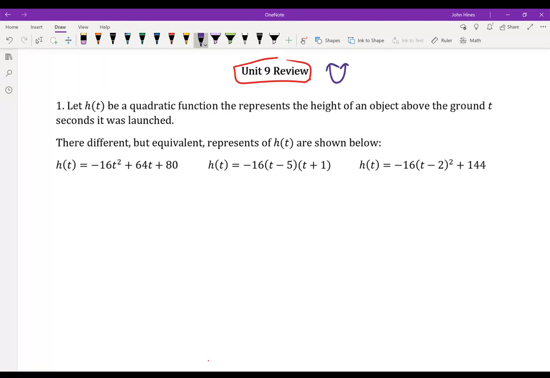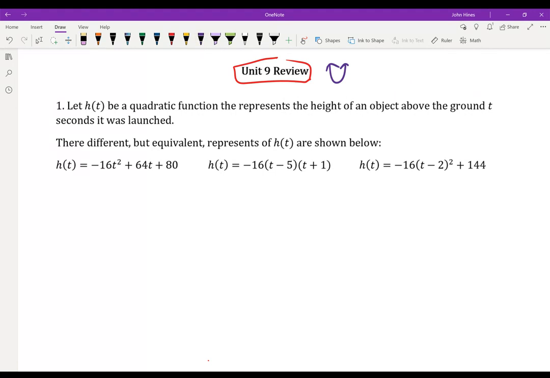So let h of t be a quadratic function that represents the height of an object above the ground t seconds after it was launched. So I'm taking an object and I'm launching it, and eventually gravity is going to take over. It's going to make this parabolic shape. So it makes sense that it's going to be some kind of parabola, because it's going to launch up and then eventually gravity is going to bring it back down until it hits the ground.